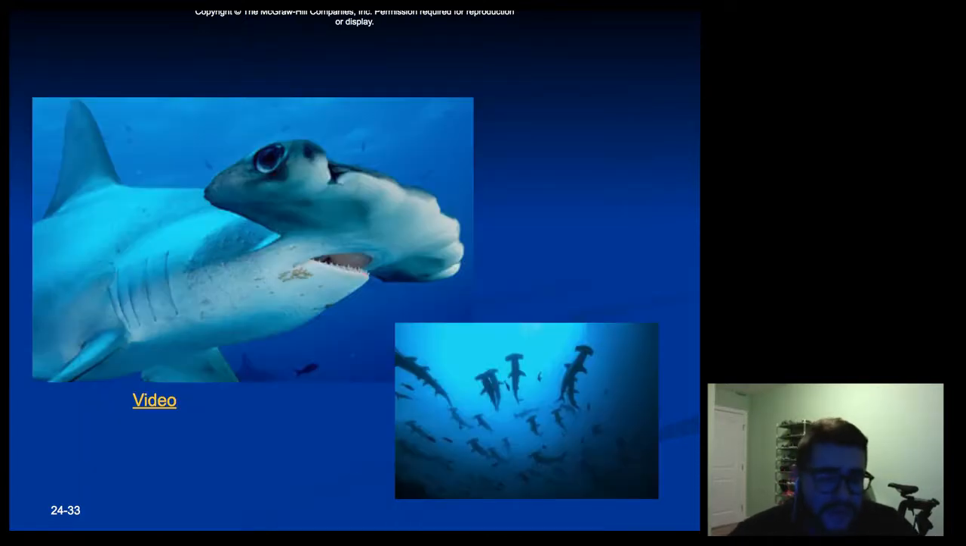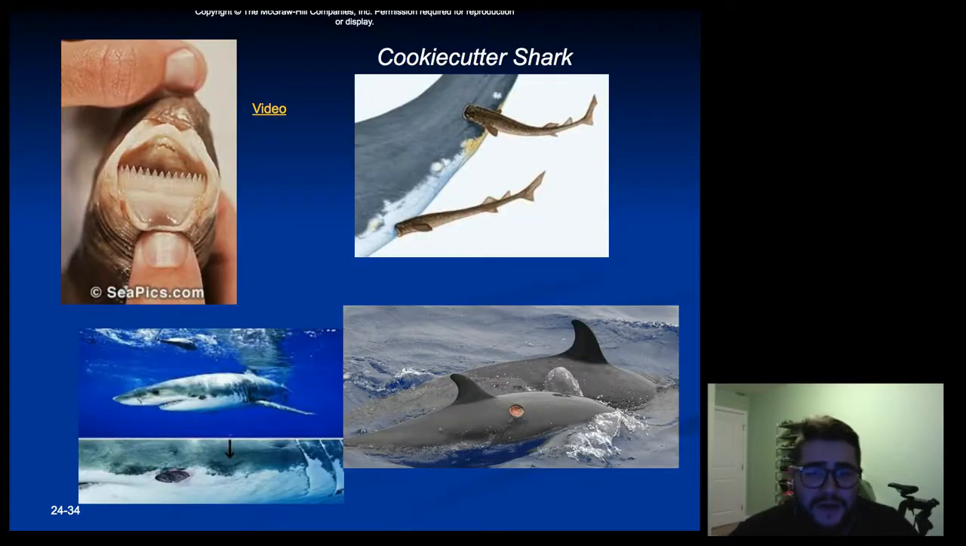Go through and make sure you watch those shark videos that I put on there. They're all pretty cool. Here's an example of a cookie cutter shark, the smallest shark species. It preys on bigger things, and it basically attaches to them, takes small little bites out of them. They are the smallest and really only parasitic sharks out there.